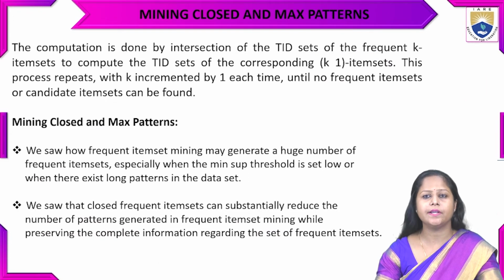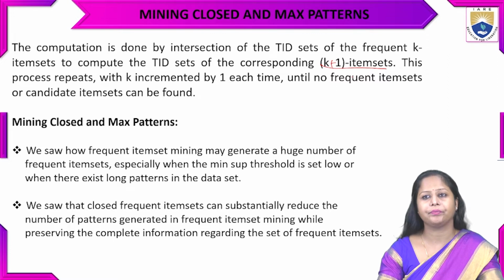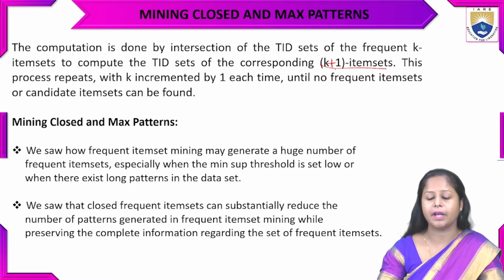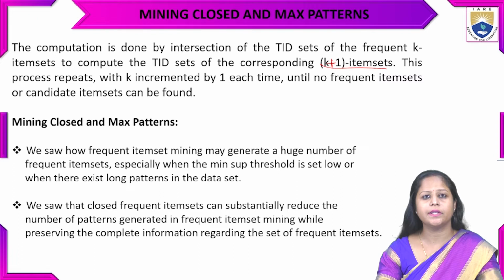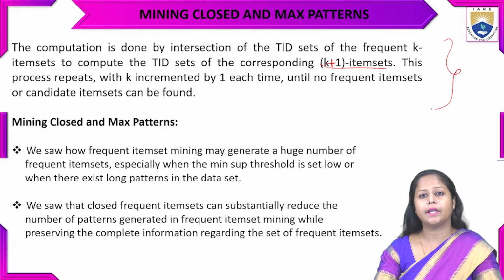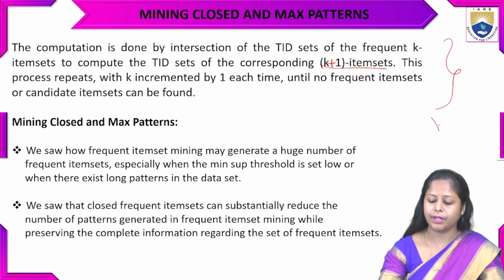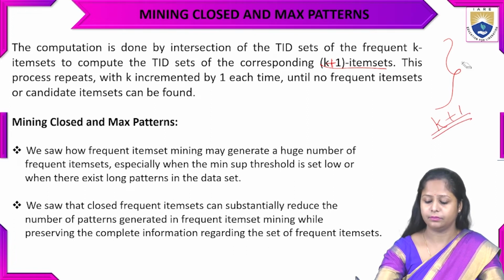The computation is done by intersection of the transaction ID (TID) sets of frequent k-item sets to compute the TID sets of the corresponding (k+1)-item sets. Every time this process repeats, k is incremented by 1.